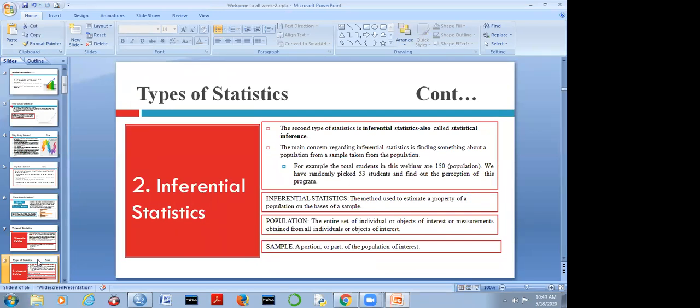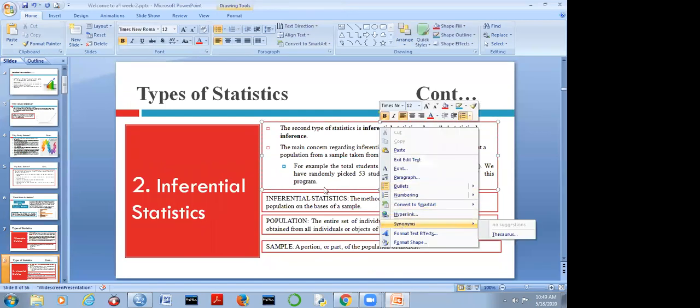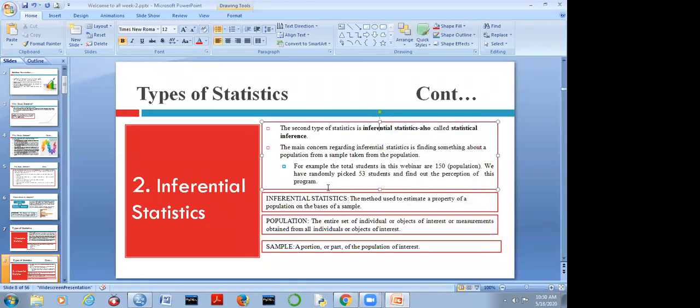Now we'll go to inferential statistics. Inferential statistics means some portion, some part. Inferential का मतलब है कुछ portion, कुछ part. First of all, let us understand what inferential statistics is. The second type of statistics is inferential statistics, also called statistical inference. Inference in general, normal English, means portion, part, some part.